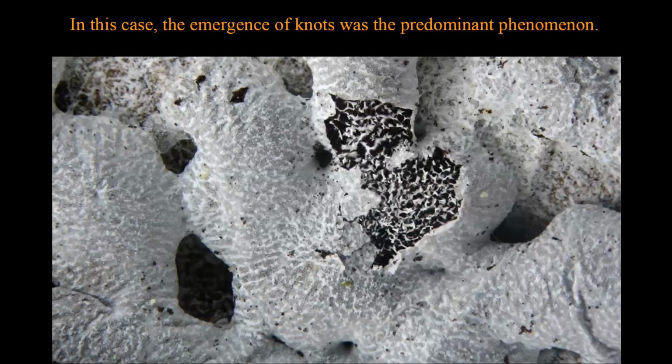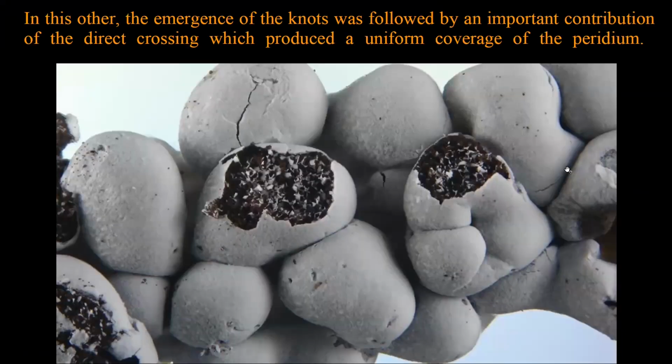In this case, the emergence of knots was the predominant phenomenon. You see a correspondence. In this other, the emergence of the knots was followed by an important contribution of the direct crossing, which produced a uniform coverage of the peridium.